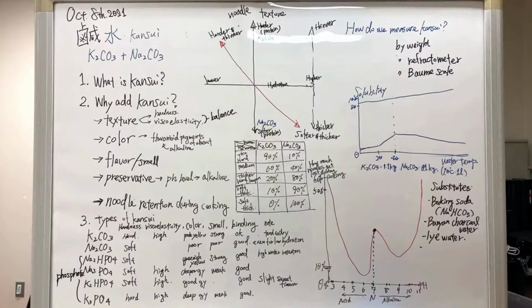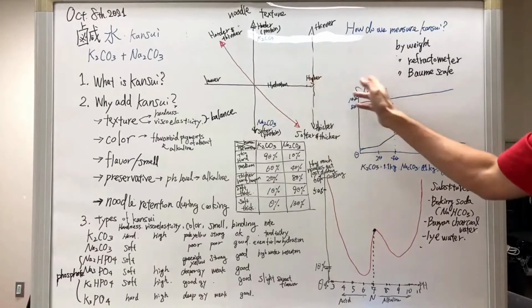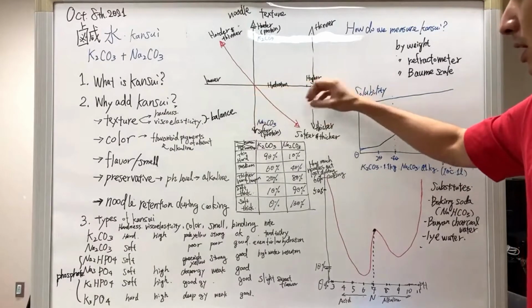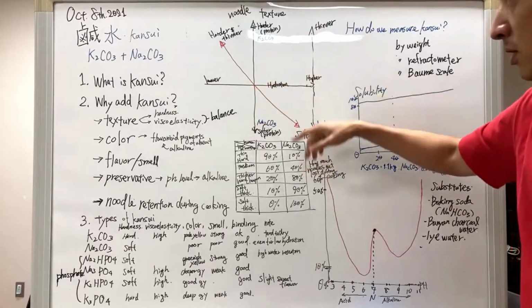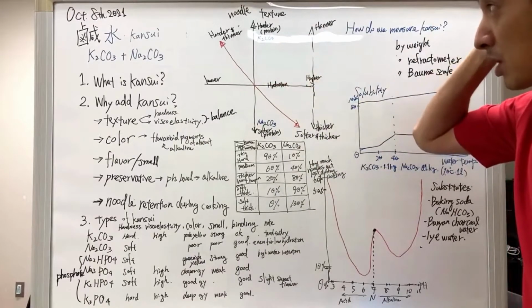But why do we add Kansui? I kind of talked about it already a little bit. We have this chart that we've used over time in previous classes, which describes different types of noodle texture. The x-axis is hydration: towards the right, the higher the hydration, the softer, and to the left, lower hydration makes it harder. And the vertical line represents the protein of the flour.